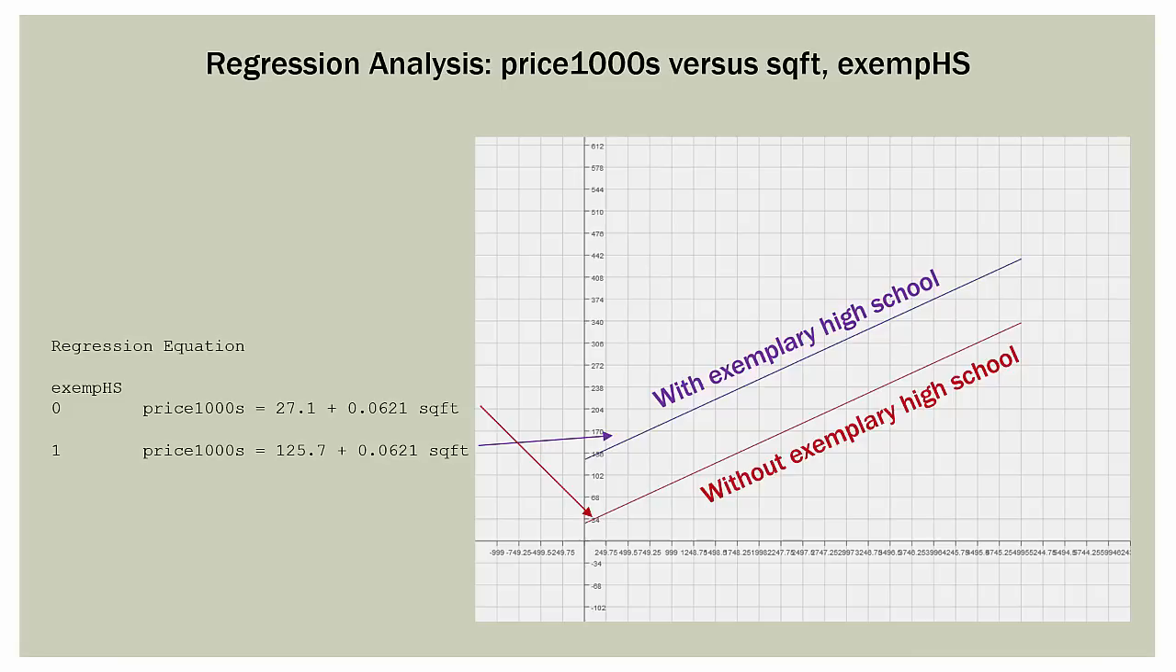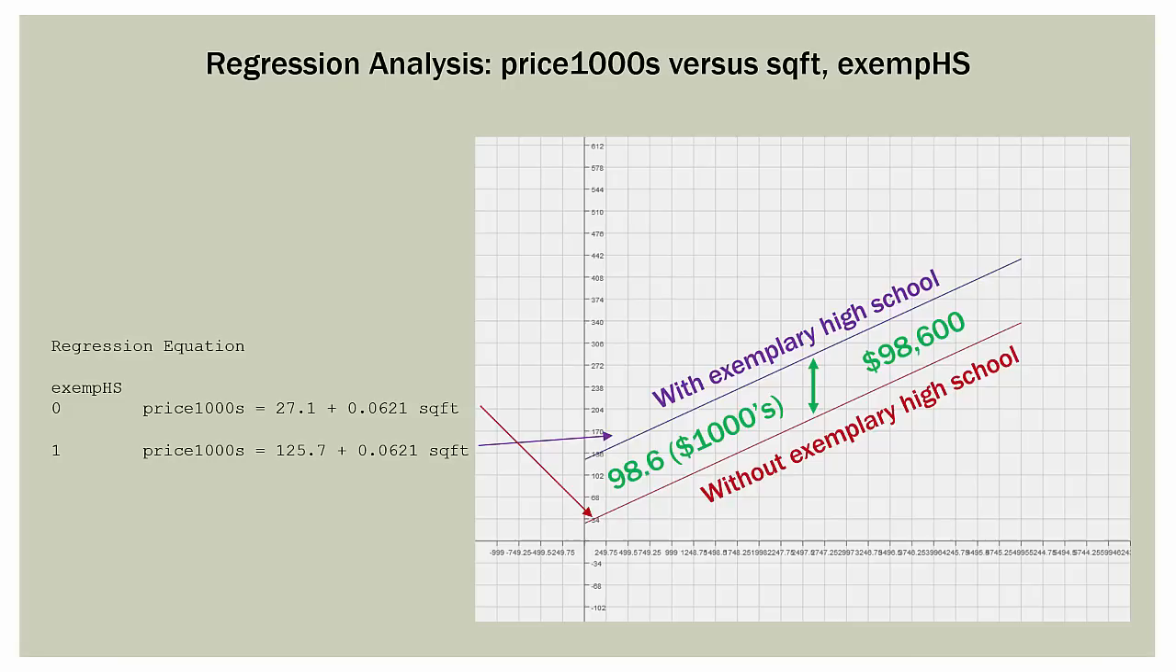Now it actually has meaning though. There's a distance between them. And guess what that is? 98.6. So the average distance between these two lines is the $98,600 that we talked about a couple of slides ago. So everywhere along this distance, the average distance or the average price difference is 98.6 or $98,600.